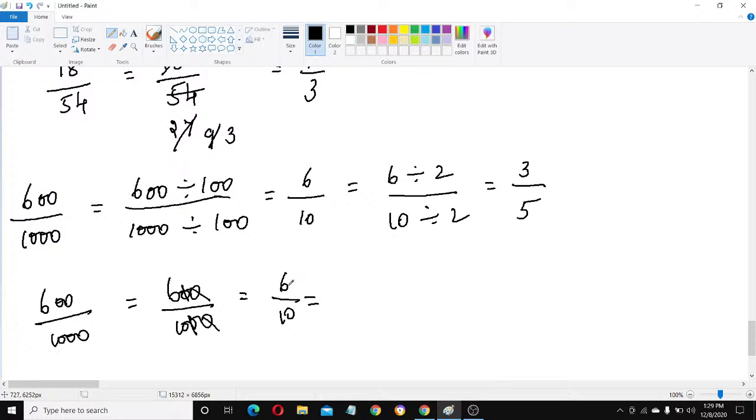Now again here a common factor is there between numerator 6 and denominator 10. Now you have to cancel. How do we cancel? 6 by 10. 2 is a common factor. 2 goes in 6 3 times. 2 goes in 10 5 times. So 3 by 5. So after cancelling, here 600 by 1000 is 3 by 5. When you divide also, you get the lowest form 3 by 5. Same answer. So you can divide by the same number, numerator and denominator, or you can do the cancelling using the common factor.